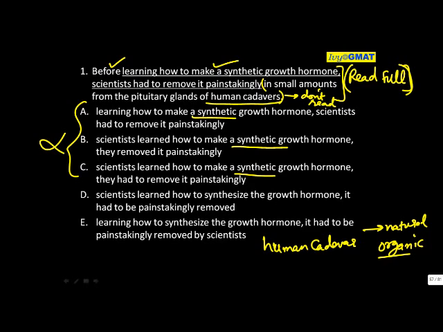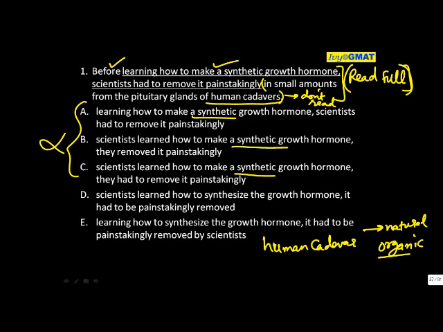What does it mean? What is the meaning of it here? They had to remove it painstakingly. What is it going back to? Which word? It is going back to synthetic growth hormone. It means option A, B and C are telling me we are taking out synthetic growth hormones out of a natural source, human dead body. Impossible. It's an impossible meaning.